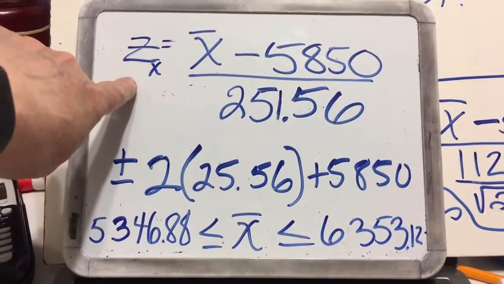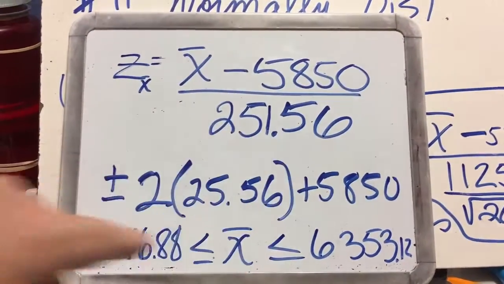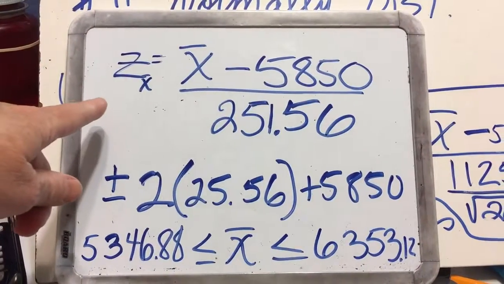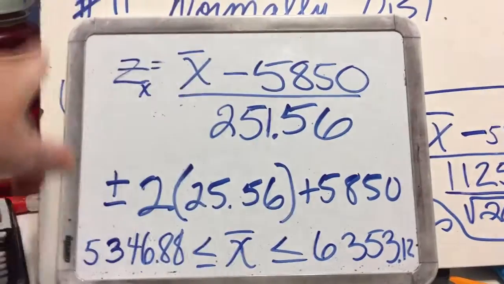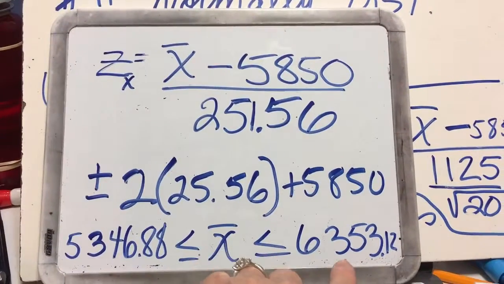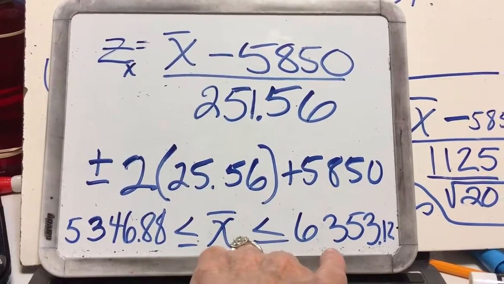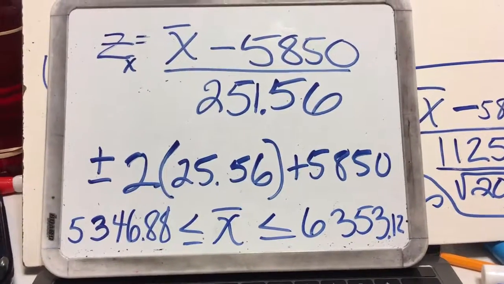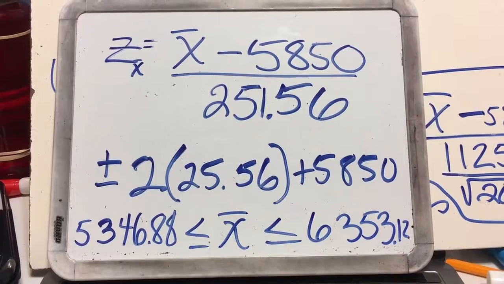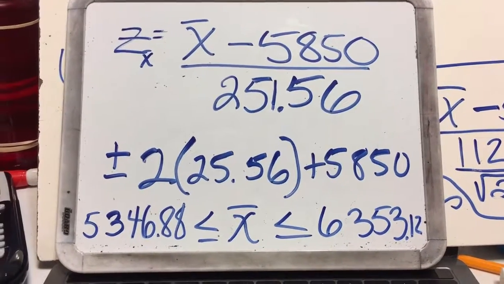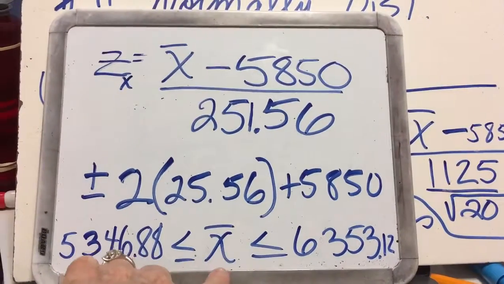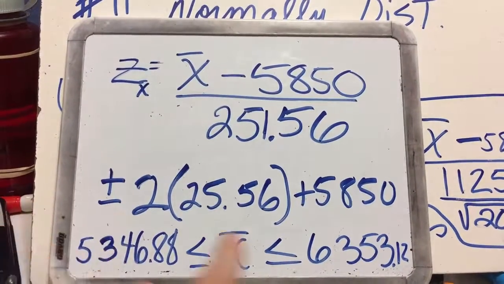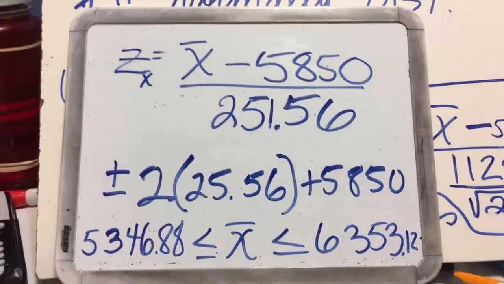Then I'm going to do the same thing, but I'm going to take +2 as my z-score. I'm going to multiply it by 251.56, and add the 5,850 because it's moving to the other side. And I get the right hand start of the unusual range, 6,353.12. So basically, I know that my usual means will be in between these two, where I took a z-score of -2 and a z-score of +2.